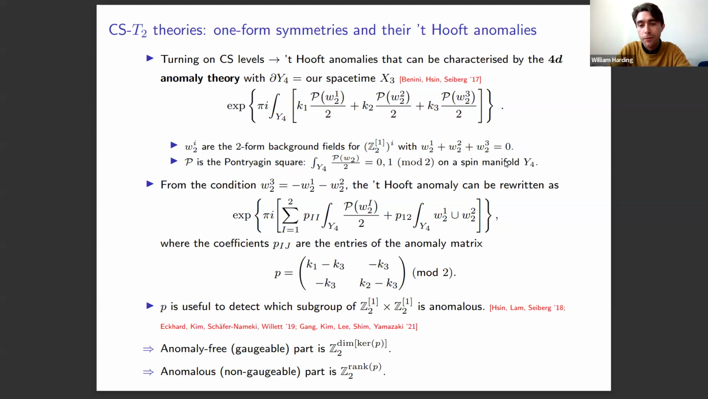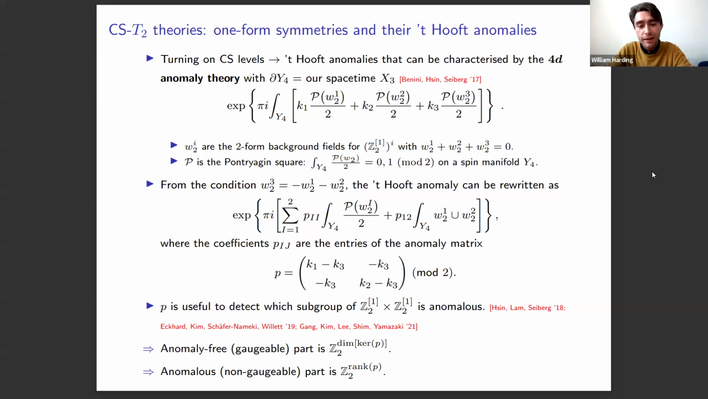And they satisfy the following condition. So the sum of the three of them equals 0. And this is because among the three Z2 one-form symmetries that in principle we can have, actually only two of them, as we have seen, act non-trivially on the trifundamental matter of T2. And so they satisfy this constraint. Then there is also this P, which I wrote down in this anomaly theory, and P is the Pontryagin square, which is even on a spin manifold.